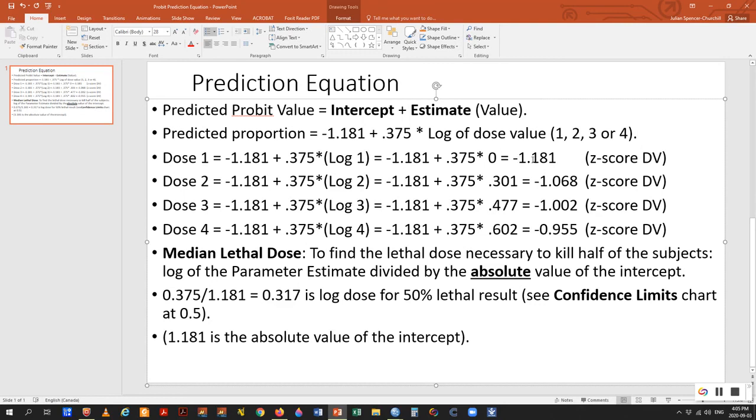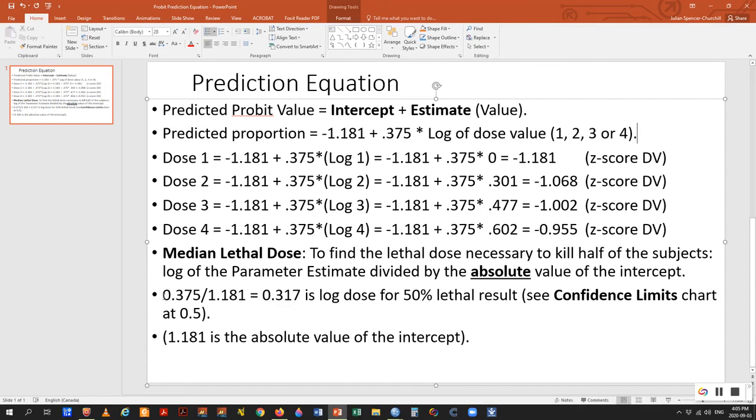And that would be the number of bugs killed, or the proportion of bugs killed out of the total. So you can calculate it for all 4 of these doses. Now the median lethal dose, to find this, it's the dose necessary to kill half of the subjects. This would be the log of the parameter estimate divided by the absolute value of the intercept. The absolute value, of course, is to remove the negative symbol.